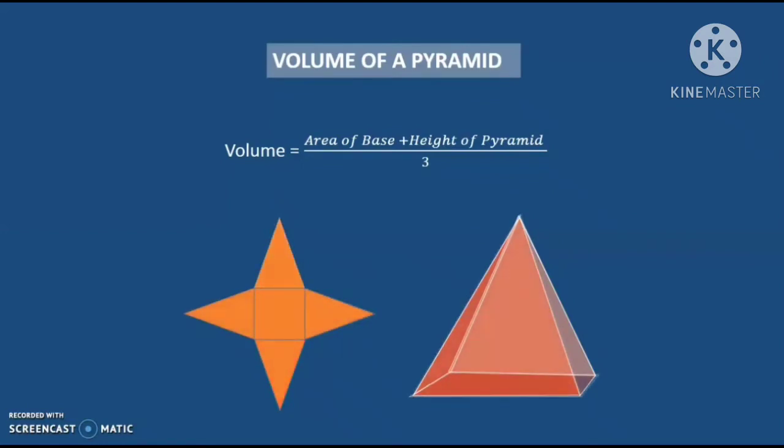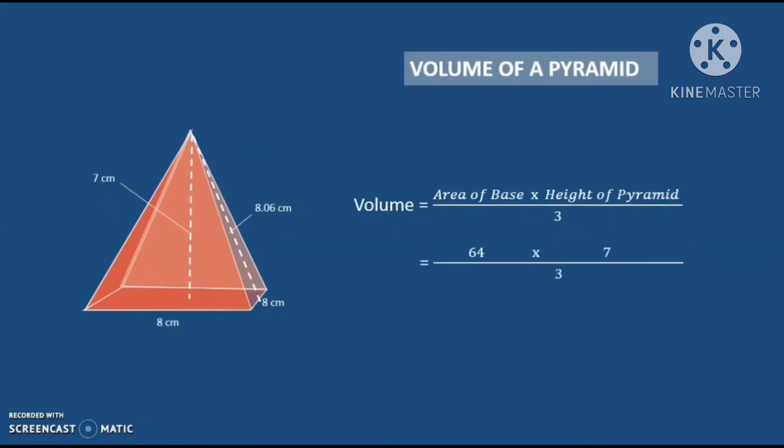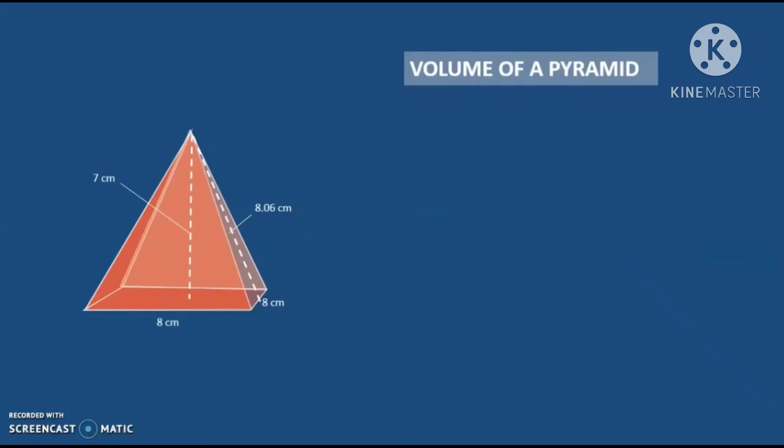So, we can fill in our formula with the information we have at our disposal. For the area of the base, we do 8 times 8, which equals 64. We multiply 64 times 7 and divide by 3 to get an approximate total of 149.33 cubic centimeters. So, try our volumes again. Take a look at the difference between how to find the surface area.